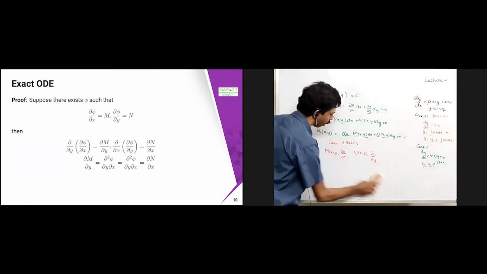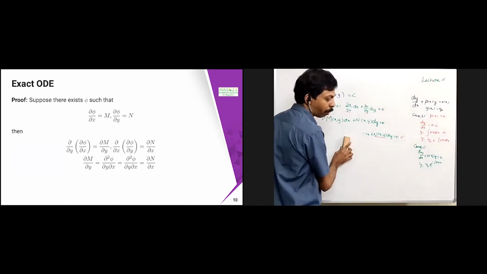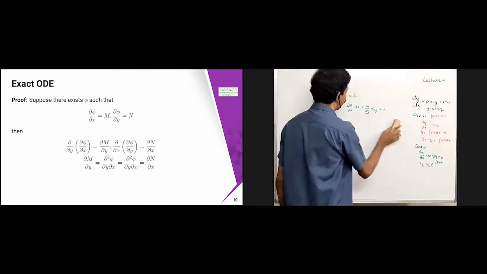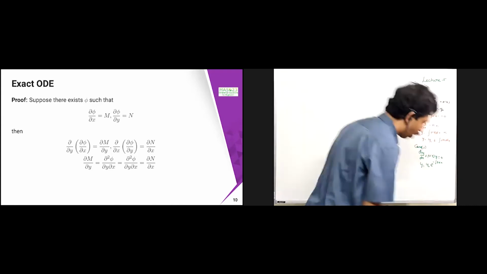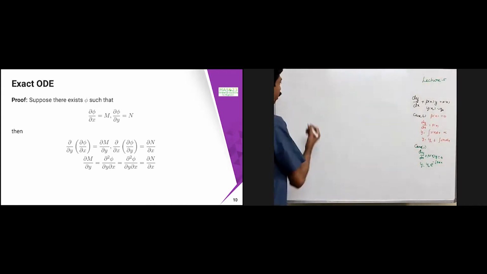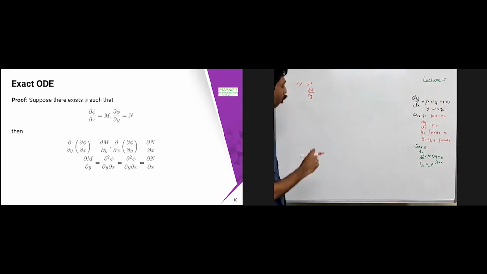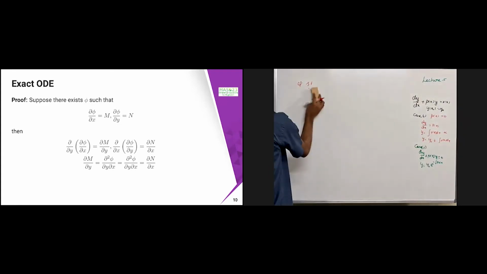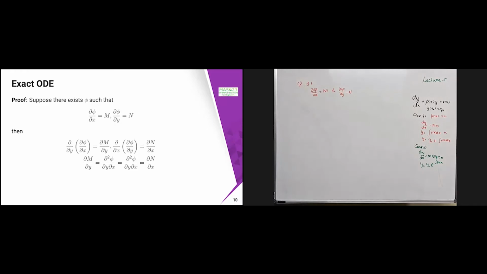So what is the statement? Suppose you have a problem. For that problem, what I need to find is pi. Since it is if and only if, there are two parts, so let us go one by one. Suppose it is given that there exists pi such that ∂pi/∂x equals M and ∂pi/∂y equals N.